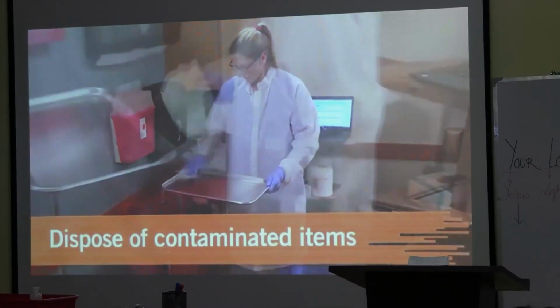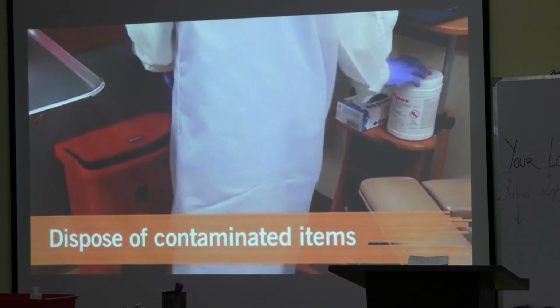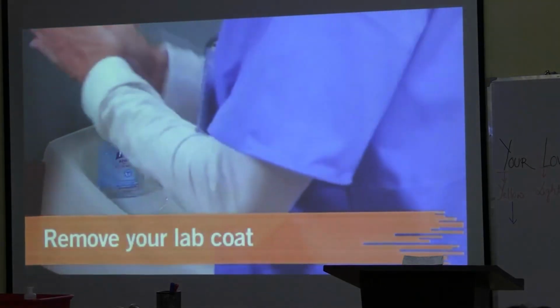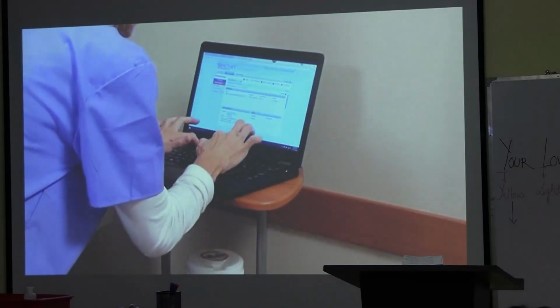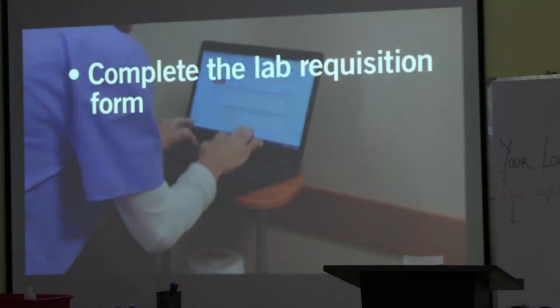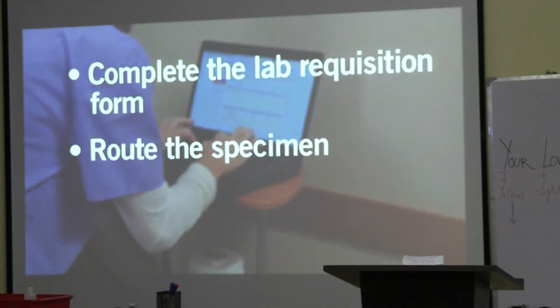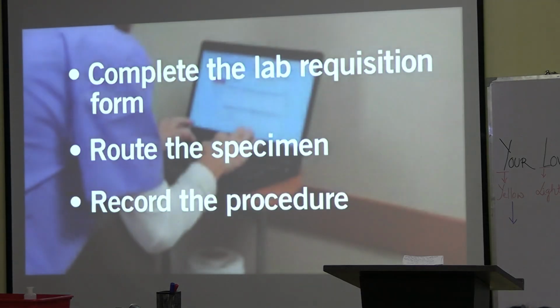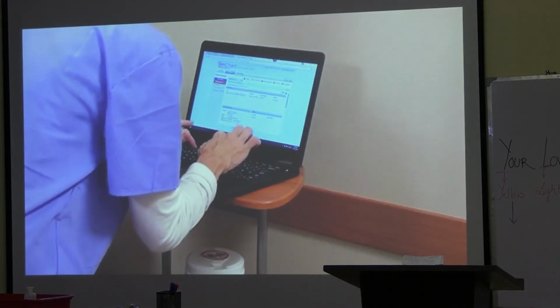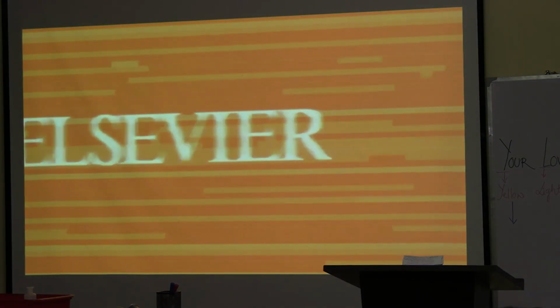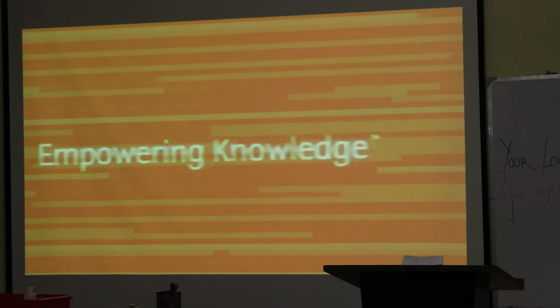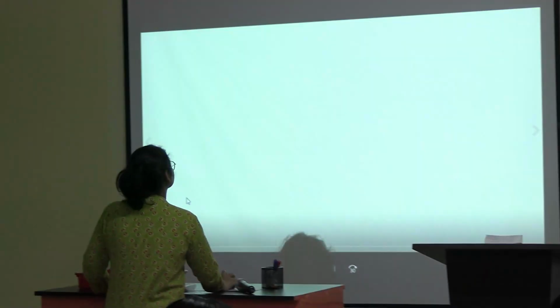Disinfect the work area. Use the biohazard waste container to dispose of blood-contaminated material. Remove your lab coat and gloves and sanitize your hands to ensure infection control. Complete the laboratory requisition form and route the specimen to the proper place. Record the procedure in the patient's record. Remember, a procedure isn't considered done until it's been reported.